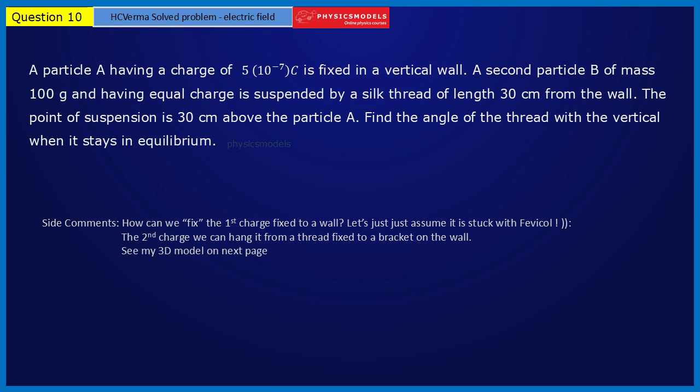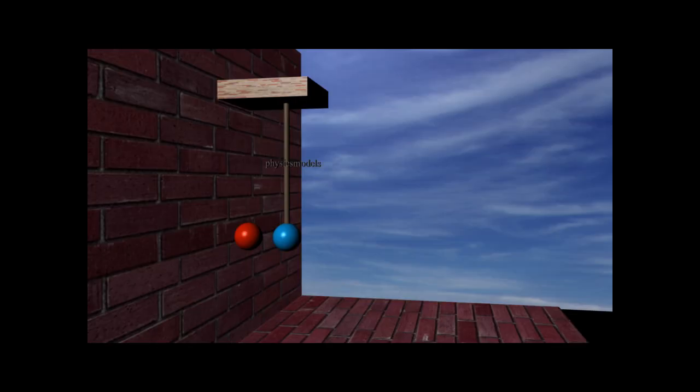In this numerical, he has placed a charge stuck to a wall at a particular height from the top. A second charge is hung from a thread and brought close to the initial charge. It gets repelled and hangs in midair at an angle. The second charge is at equilibrium, and we are supposed to find out that angle of equilibrium.